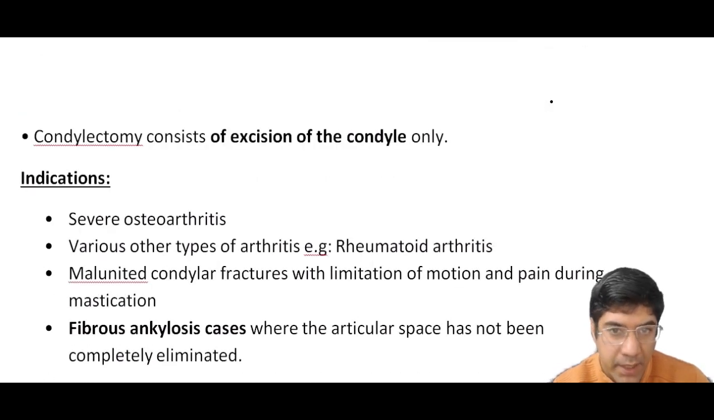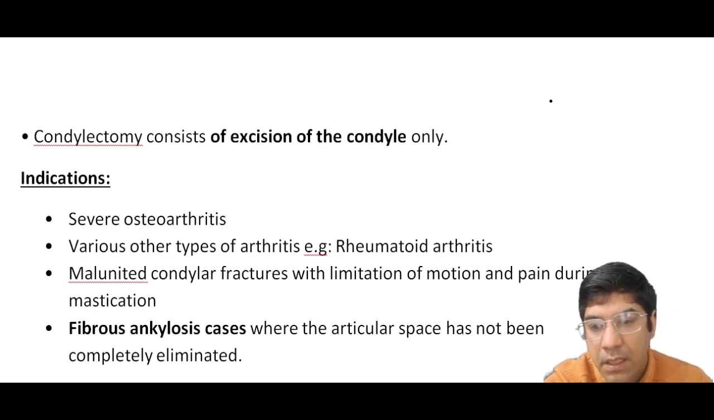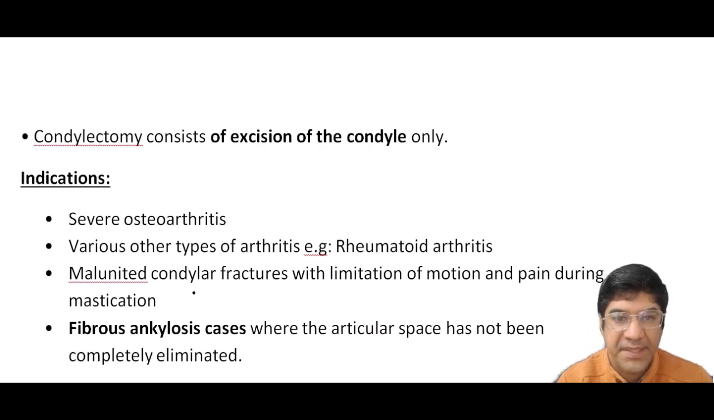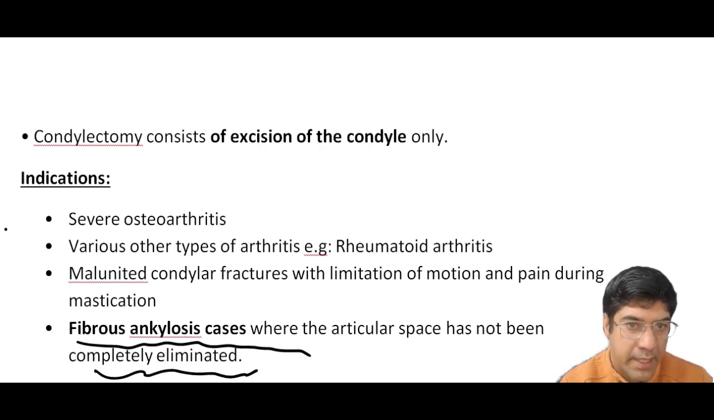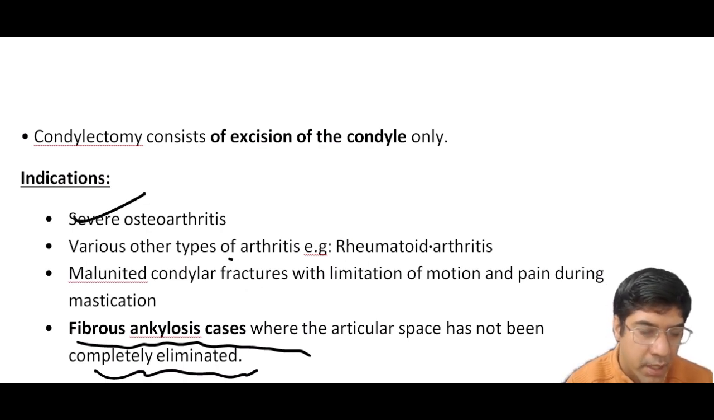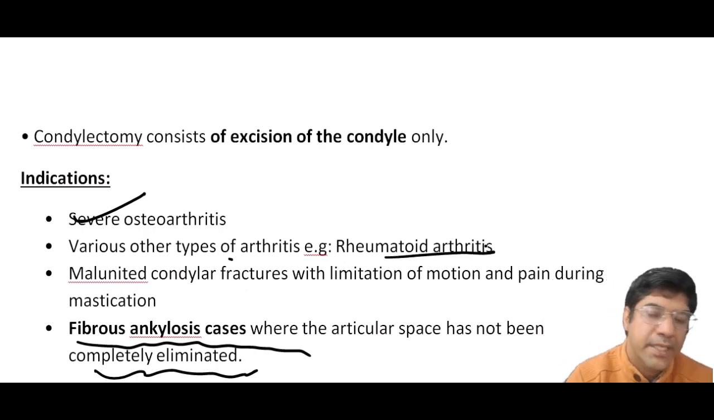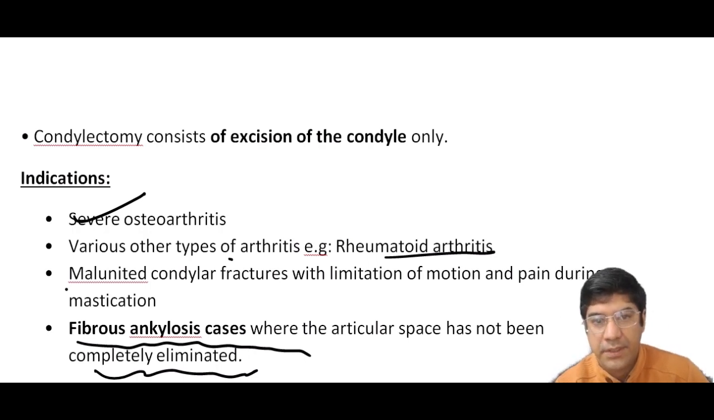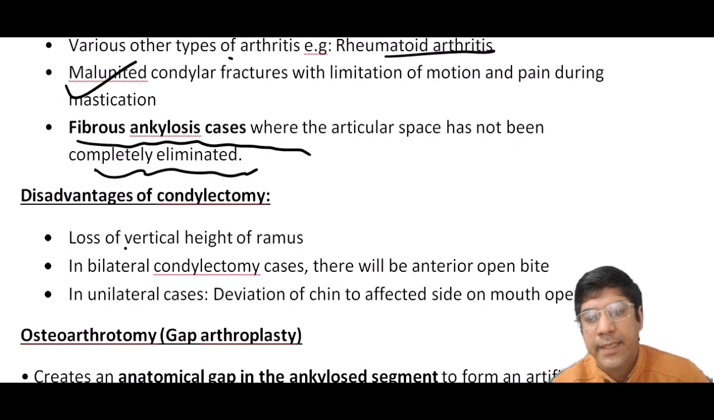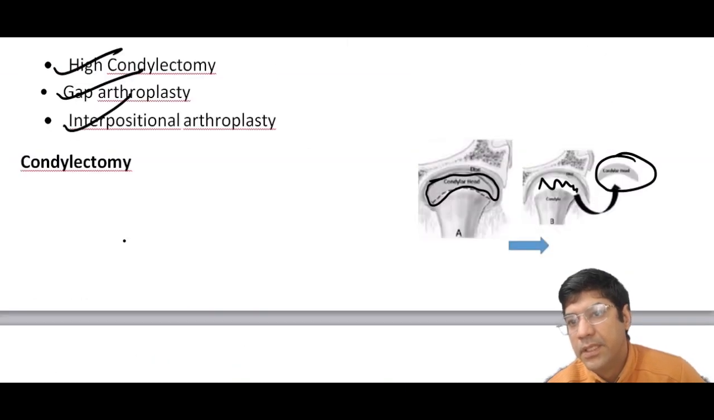When is condylectomy indicated? It is indicated when there is fibrous ankylosis, when fibrous adhesions restrict the jaw joint movement without much condylar head deformity, when the spaces are filled with fibrous tissue. It can also be done in cases of severe osteoarthritis, various other forms of arthritis like rheumatoid arthritis, and malunited condylar fracture with limitation of motion and pain during mastication. Here the condylar head is separated from the upper attachment.